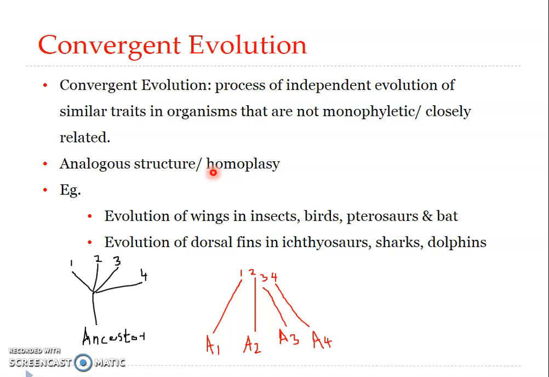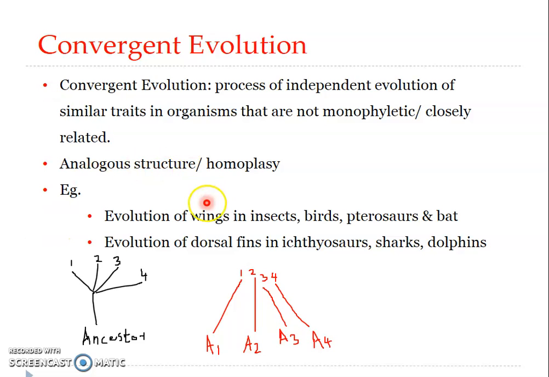As against adaptive radiation, in the case of convergent evolution, what happens? It results in the formation of similar characters in a set of organisms which are not related at all. Since adaptive radiation and convergent evolution are just opposite concepts, adaptive radiation is otherwise referred to as divergent evolution. Convergent evolution is against divergent evolution. That is what it is.